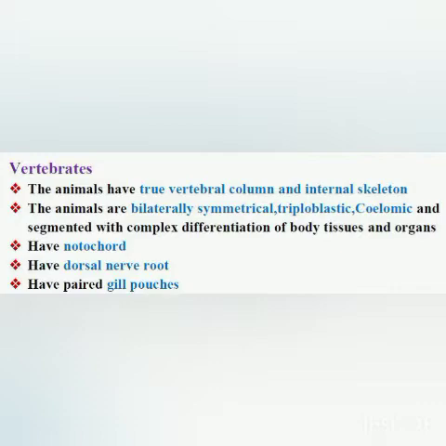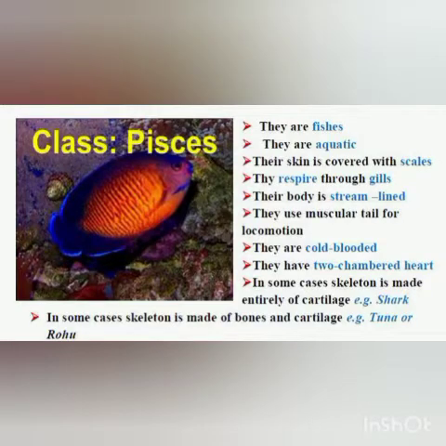Okay. Now vertebrates are grouped into 5 classes. First you see class Pisces. Now the characteristic features in class Pisces: all the organisms are fishes. They are aquatic, they live in water. The skin is covered with scales and they respire through gills. The body is streamlined. They use the muscular tail for locomotion, to move from one place to another place.